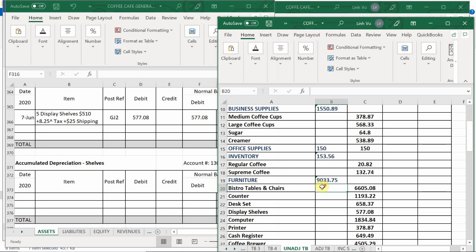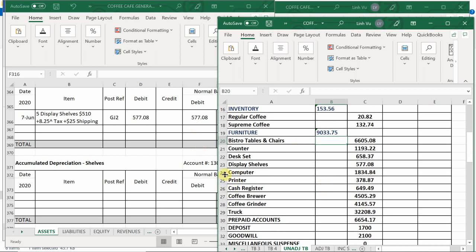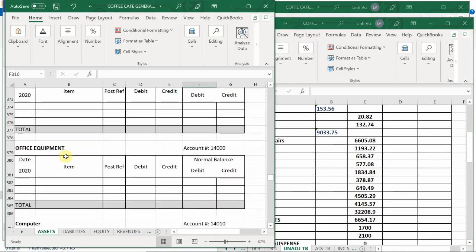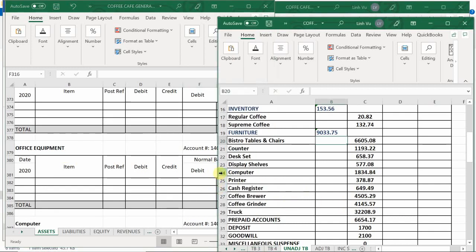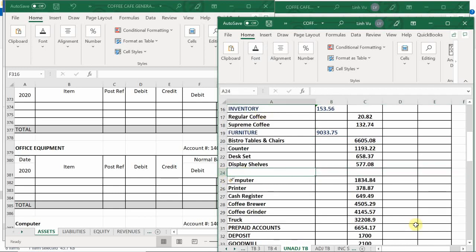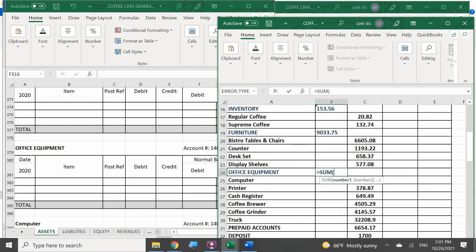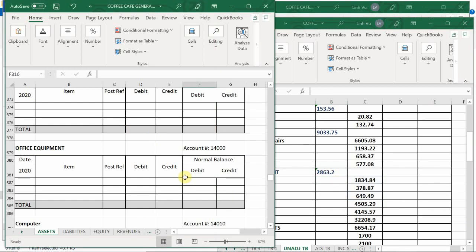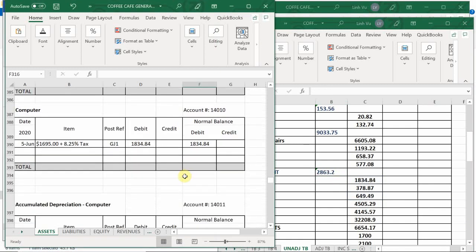All right. Next we have office equipment. So I'm going to insert a row here. We have the computer, printer, cash register, and that's, I think, all. So this is another account. Here we go. We have the computer, the printer, the cash register. So let's take a look. How much was my computer?